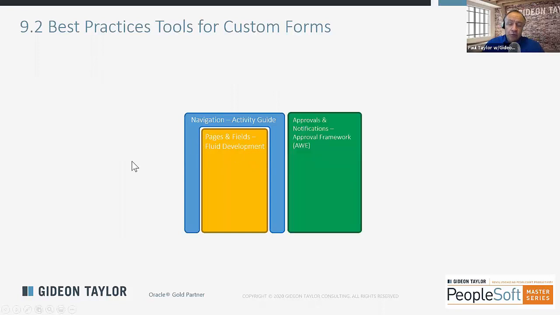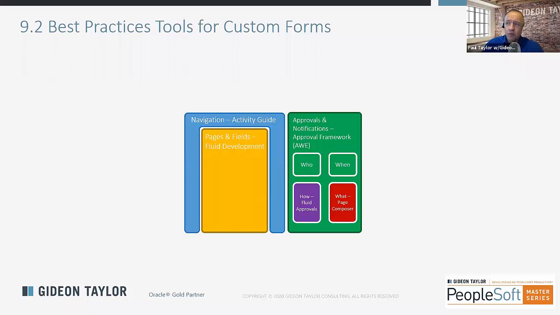You're going to need approvals and notifications. For this, we'll use AWE, Delivered Robust Approval Engine for PeopleSoft. Inside AWE, you will need to determine who gets routings, when they get them, how they get to them, and for the how, we'll use fluid approvals. And what they see when they go into that approval, we'll provide with Page Composer.